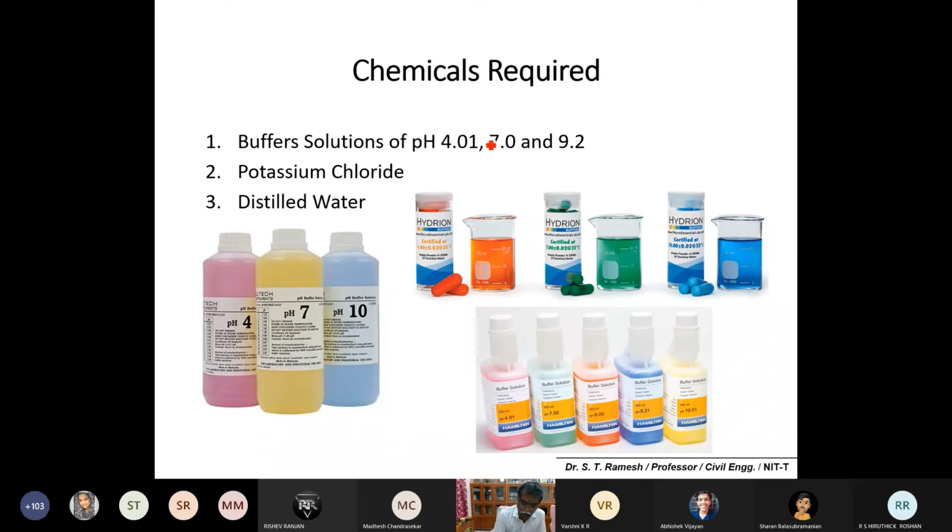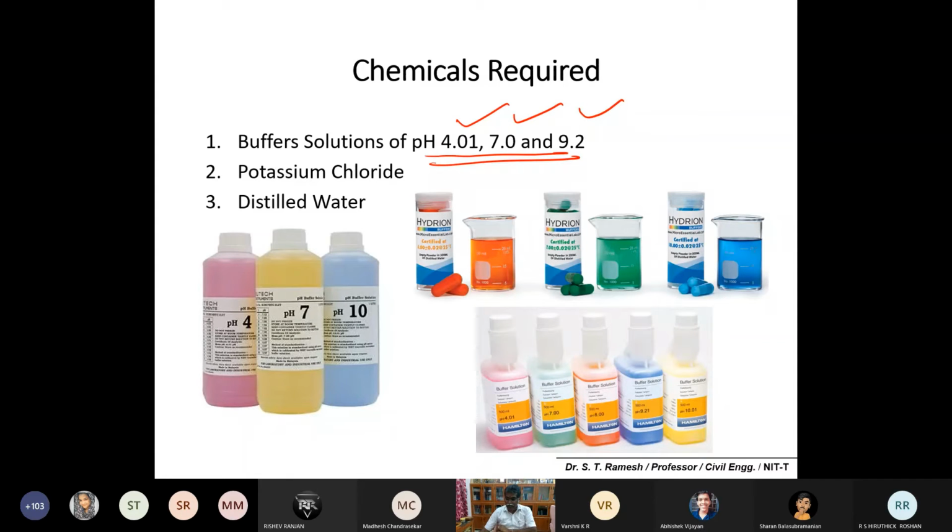These are the chemicals required. Number 1, please make a note. For the standardization of your pH meter, you need to have 3 different pH ranges. One is in the acidic range, the second is neutral, and the third is basic. So 4, 7, 9.2. Some books may refer to 4.01 or 4.02. The second one is pH 7, and the third one is 9.2. The other chemicals are potassium chloride and distilled water.